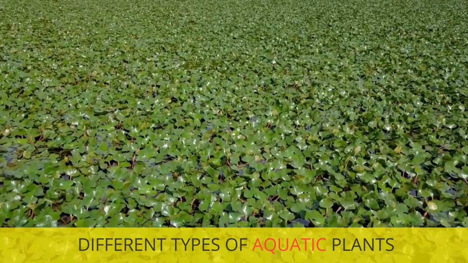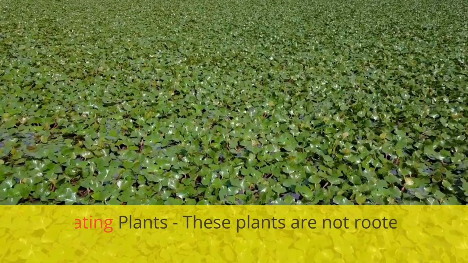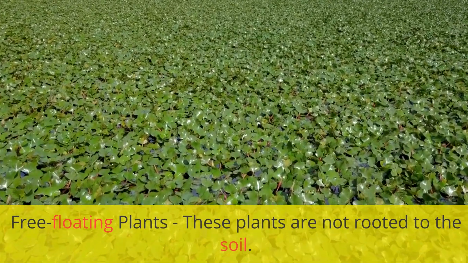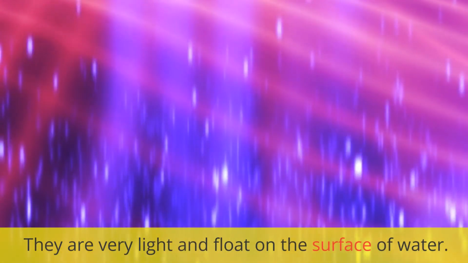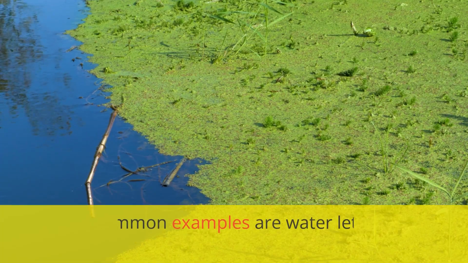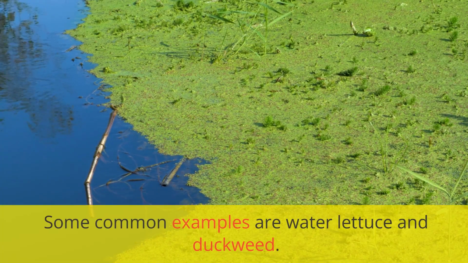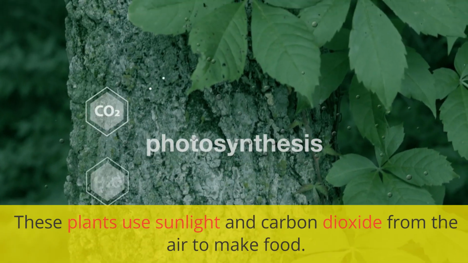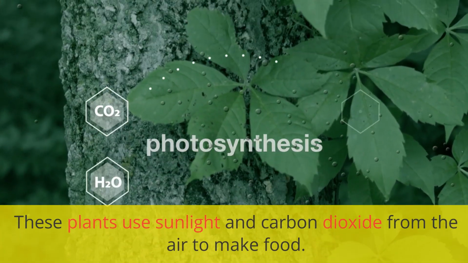Different types of aquatic plants. Free-floating plants. These plants are not rooted to the soil. They are very light and float on the surface of water. Some common examples are water lettuce and duckweed. These plants use sunlight and carbon dioxide from the air to make food.